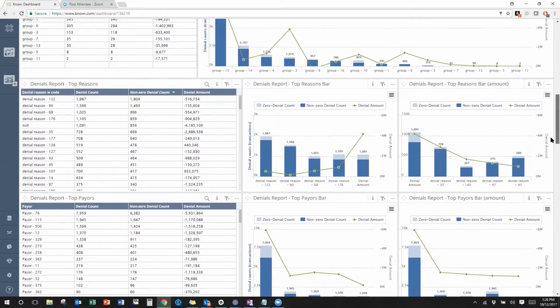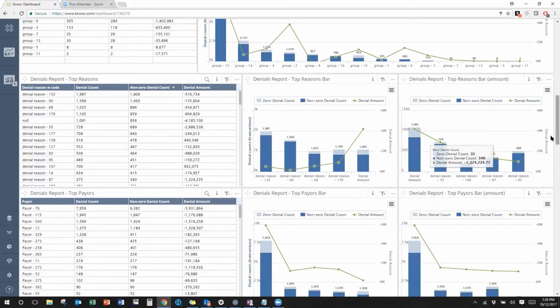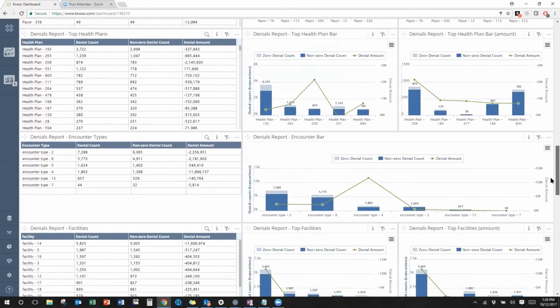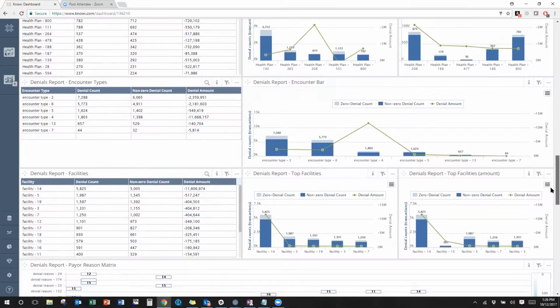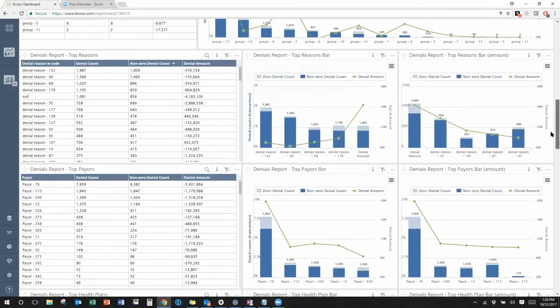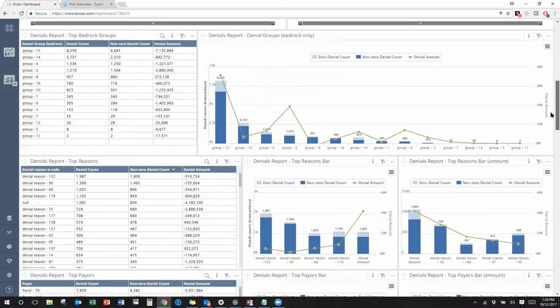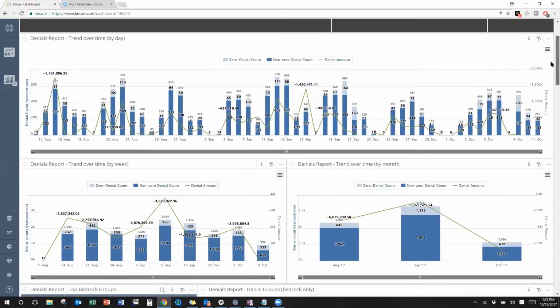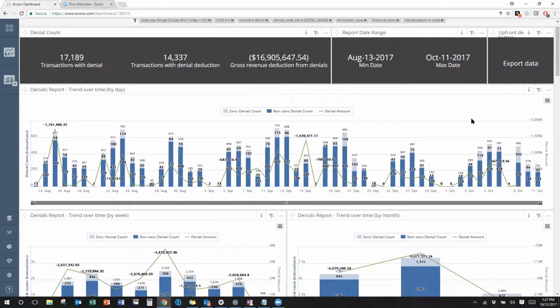We have some population breakdowns between reasons, payers, health plans, encounter types, as well as clinical facilities. And this was also a huge win because previously the data was only really being analyzed in certain regards with the health plan and the reasons. So we're adding as many populations as we can to allow for that exploration.